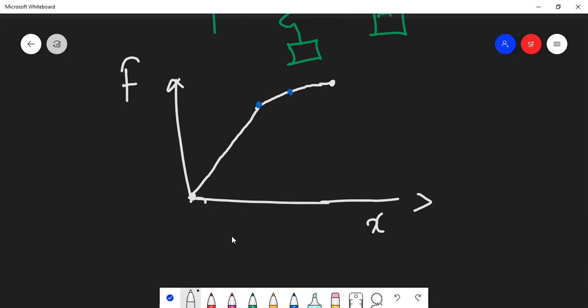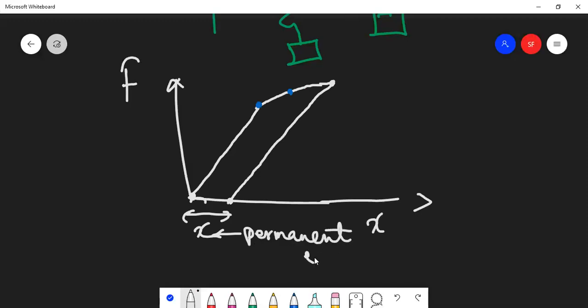Now when the force is removed, the spring's extension will not return back to zero, but rather will return over here, meaning this part would be the permanent extension or the permanent deformation or the plastic deformation. And this is only possible when the spring is extended beyond the elastic limit.